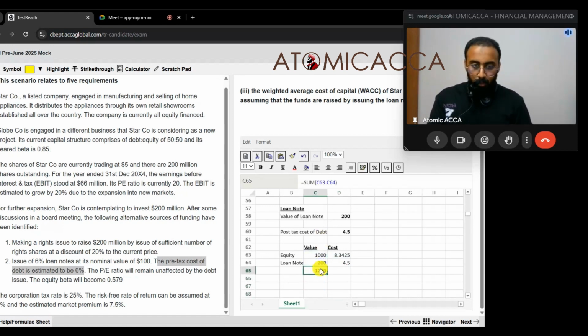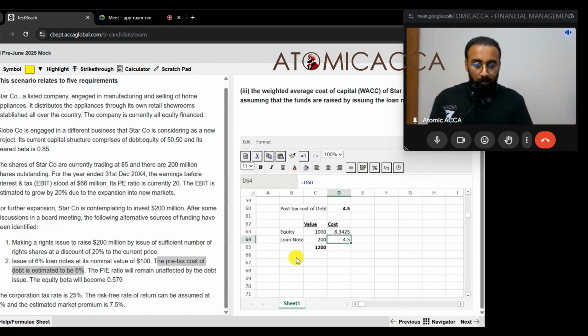So we have the total value over here. Next thing, we have the cost over here. This is also sorted. Now what we will do is apply it to the WACC formula. How are we going to do it? The WACC formula is equal to, first thing, the proportion of equity. What is equity? 1000. 1000 out of 1200.